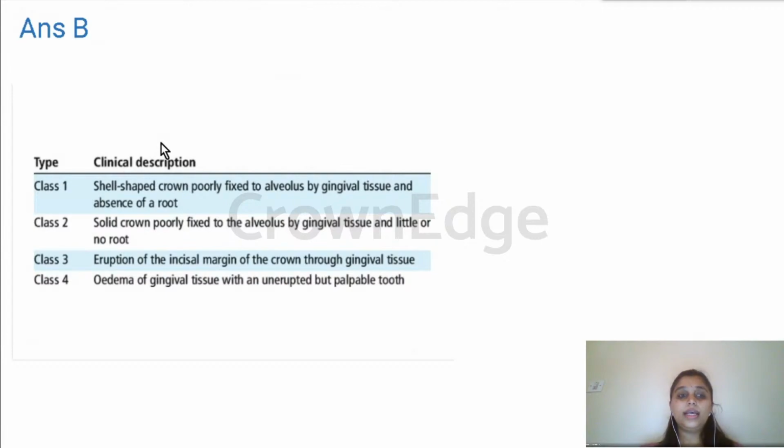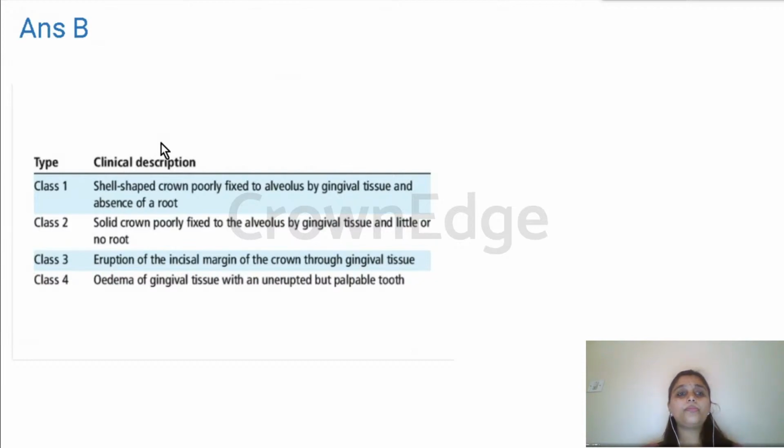Now, class 3 is eruption of the incisal margin of the crown through the gingival tissue. So you do not have a proper crown here. You only see the incisal margin of the crown, and it is through the gingival tissue. Class 4 is edema of the gingival tissue, but the tooth is not erupted. So you have an unerupted tooth, but when you palpate, you can actually feel a palpable tooth in that particular region.